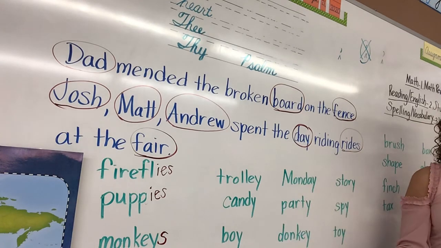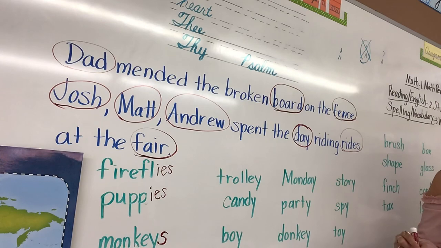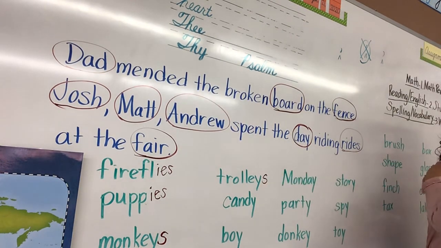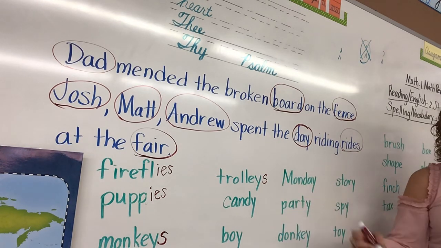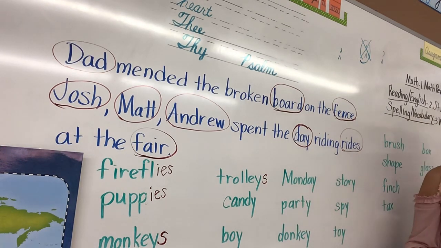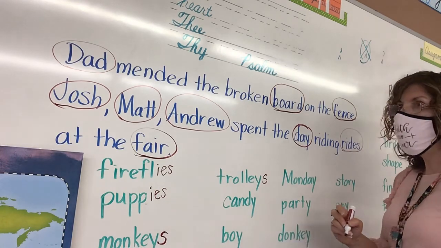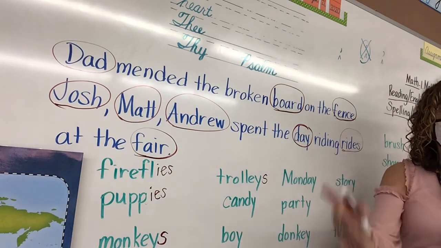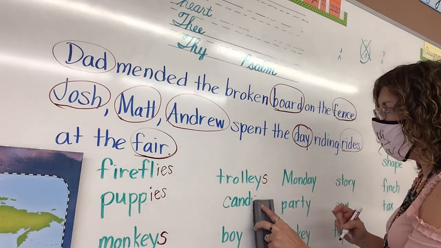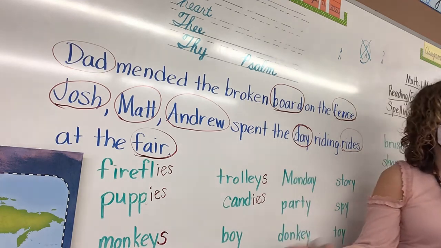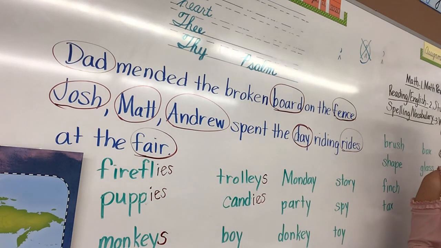All right, what's the next word? Trolley. What's in front of the Y? E. What are we going to do? Just add S. I want you to actually say, just add S. Okay, guys? What's the next word? Candy. What's in front of the Y? D is a consonant. So you're going to change the Y to an I and add ES. You have to say it the right way. What's the next word? Boy. What's in front of the Y?